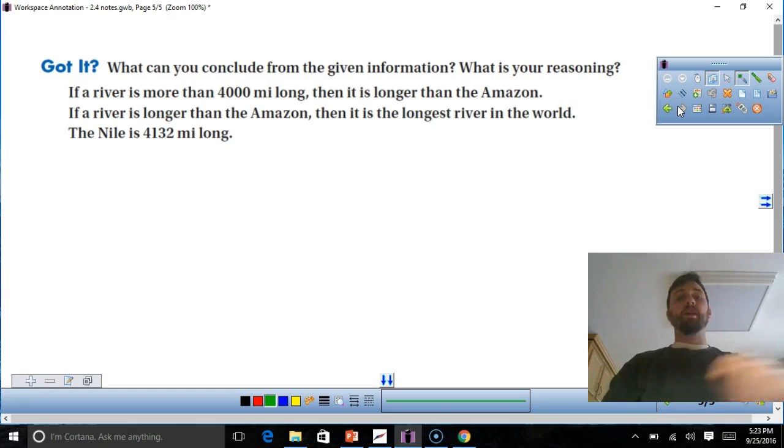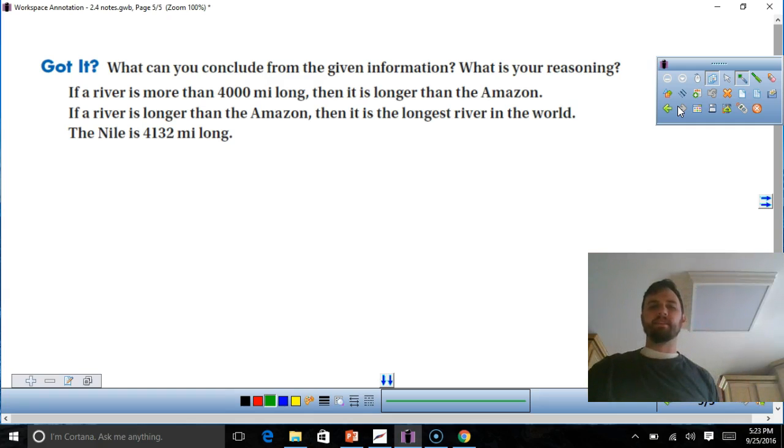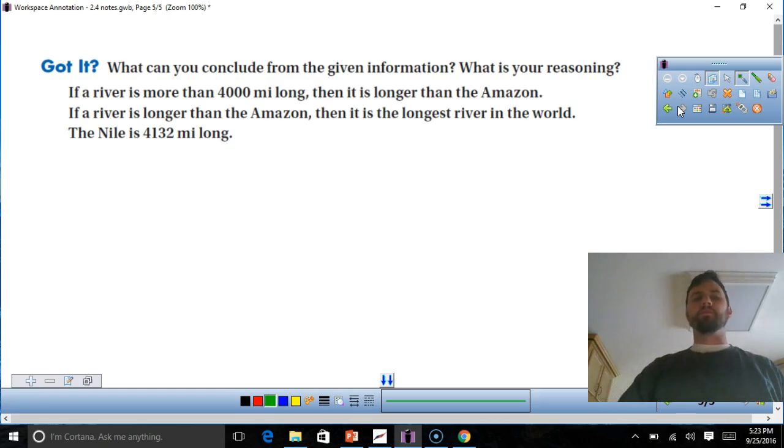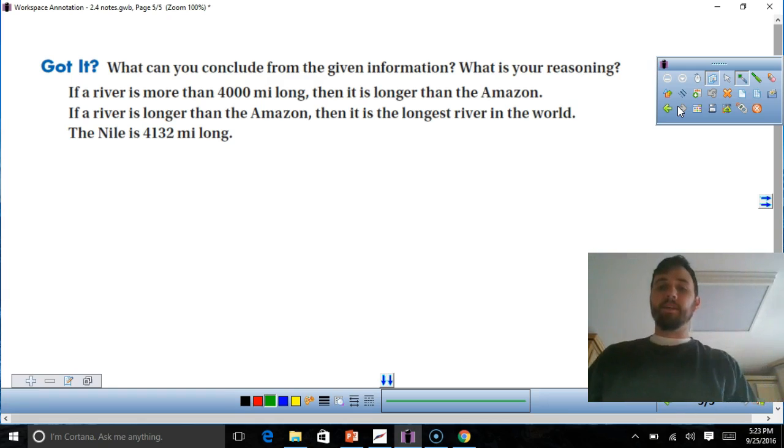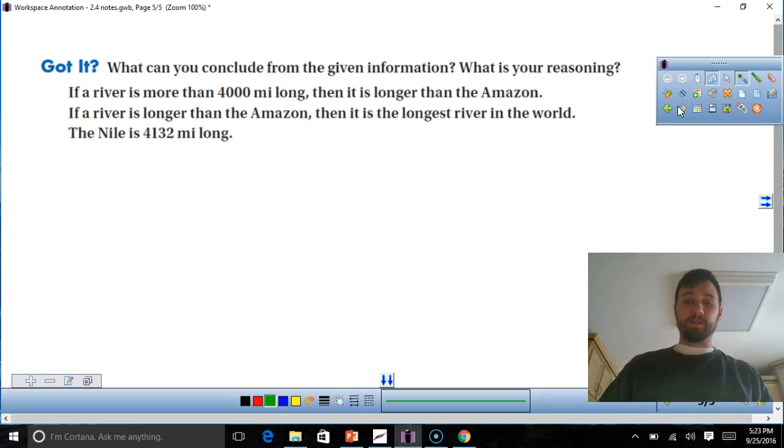Alright, what can we conclude from this information and what's the reasoning? If a river is more than 4,000 miles long, then it's the Amazon. If a river is longer than the Amazon, that's the longest river in the world. The Nile is 4,132 miles long. You can actually draw 3 conclusions. You want to do it?